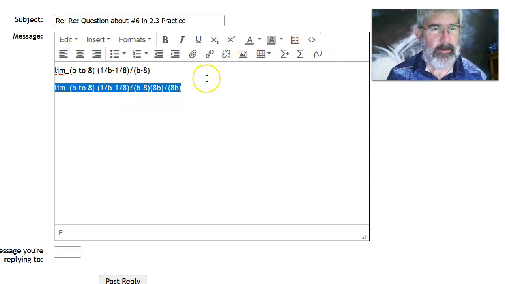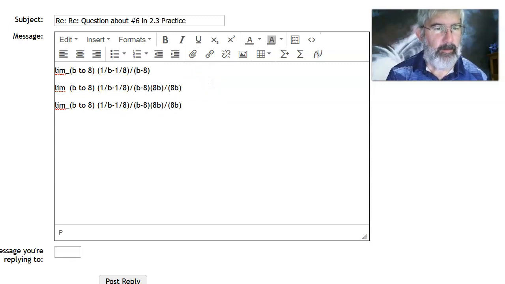So copy, paste. And so one of the 8b's here gets multiplied by the bottom, and the other 8b gets multiplied by the top. So this fraction here is going to be multiplied by 8b, and this fraction here is going to be multiplied by 8b. So that was the one for the numerator. And the denominator is just going to be multiplied by the 8b as well.